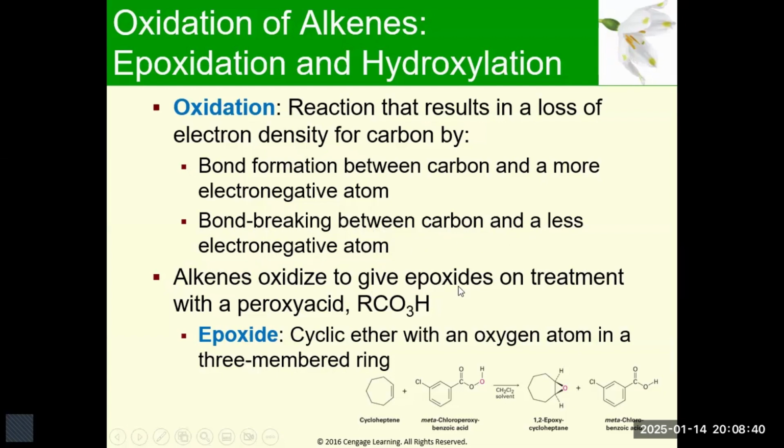Now, alkenes oxidize to give epoxides on treatment with a peroxy acid. So if you look here, you have an alkene, and this right here is a peroxy acid. They react with each other in a solvent to form an epoxide. An epoxide is simply two carbons that are bonded to one oxygen, bonded like that to create that triangular shape. And this right here is just a side product, because the peroxy acid gave this oxygen away.